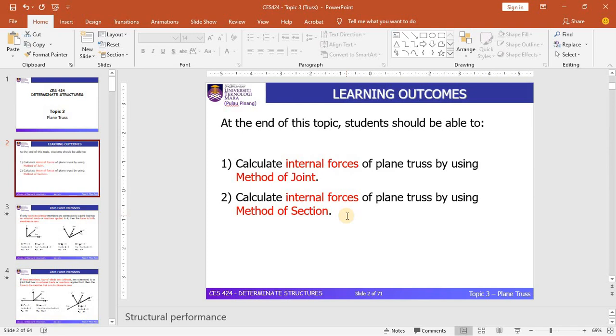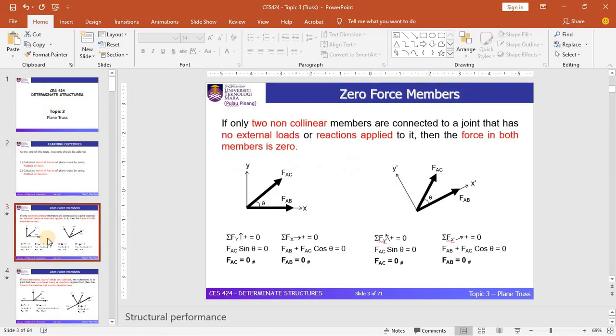Let's start with the method of joints, and before we go further, let's look at this particular slide. This is a simplified approach to determine the internal forces in the truss, where if you find this situation in the truss diagram, you can come to conclusions about the value of zero force members. So what does it mean by zero force members in the truss?